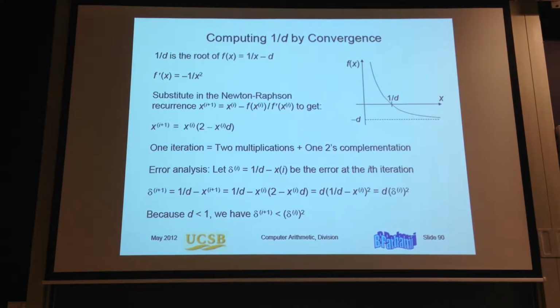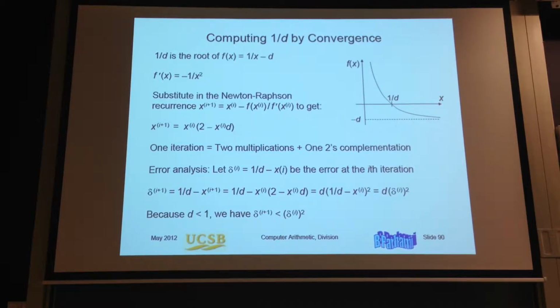Now, if I am doing the reciprocal by convergence, I can use as function 1 over x minus d. You see, d is part of the function. Otherwise, there is no link with my problem. It has to be there all the time, right? And then I'm computing now the derivative of that, and this is my iteration.